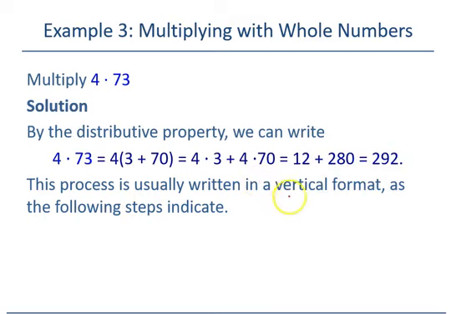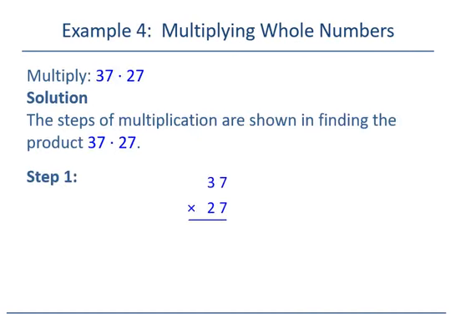But notice here, this is usually written in the vertical format as the following steps indicate, which I'll show you right now. This is how you're normally going to see this. And so how we're going to do this is we're going to start here at our first position. Okay, and we're going to go 7 times 7. Well, 7 times 7 here is going to be 49.